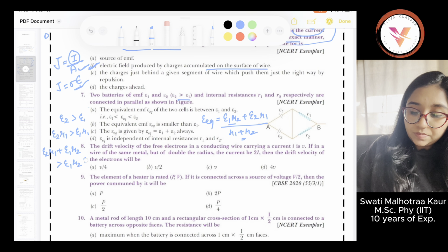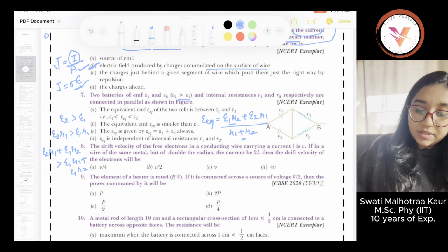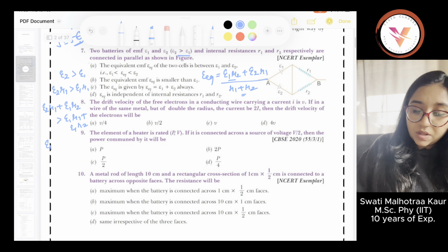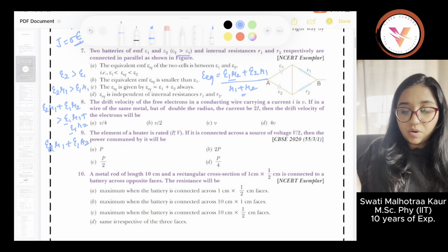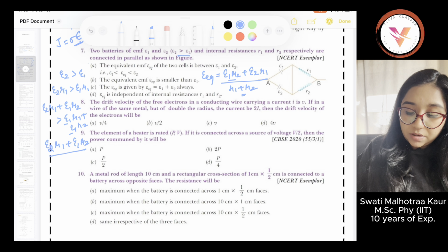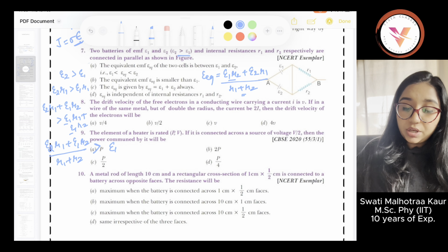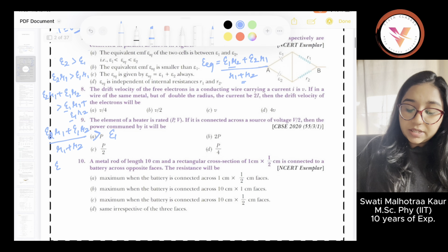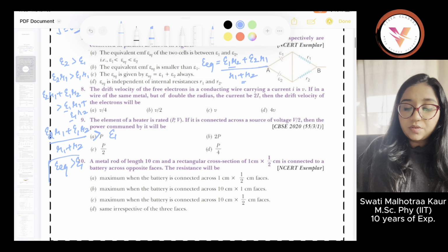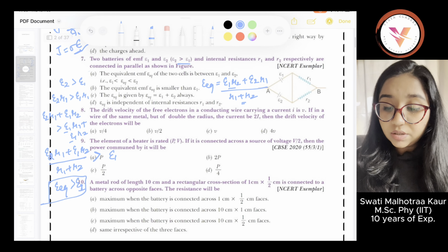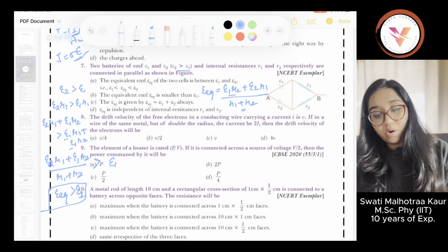So this was E1 R1 and you are adding E1 R2. So from here you can say that E2 R1 plus E1 R2 is greater than E1 times R1 plus R2, where E1 can be taken as common and R1 plus R2 can come down. So this is basically your E equivalent. So E equivalent is greater than E1, first thing.